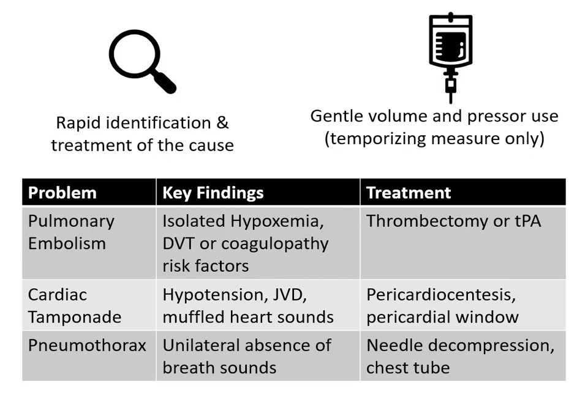Cardiac tamponade presents with a classic triad of hypotension, jugular venous distension, and muffled heart sounds. The treatment for this is pericardiocentesis or pericardial window. In the event of a pneumothorax, the key finding would be unilateral absence of breath sounds, and the treatment for this is needle decompression and chest tube placement.